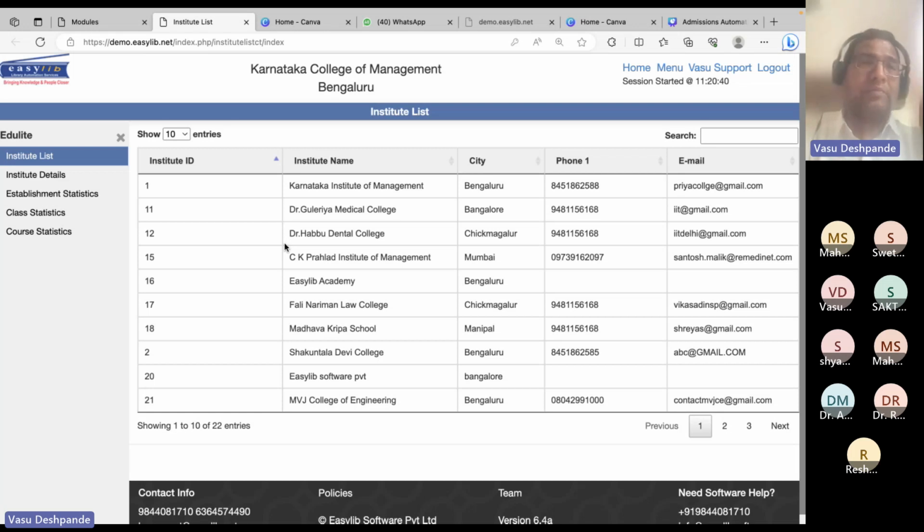Easylib, as you see, is developed for running an entire university, right? Many of you interact with the ATM, right? You go to the ATM and then withdraw the money. What is most important there? Whether the information is correctly displayed or not, whether the amount is correctly taken or not, whether the password is being fed correctly or not, whether the message is coming correctly or not.